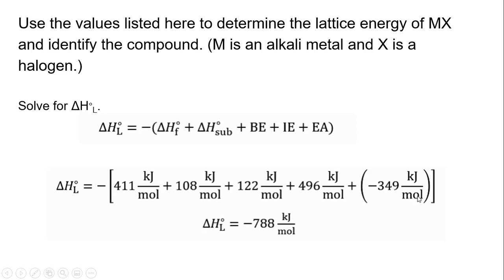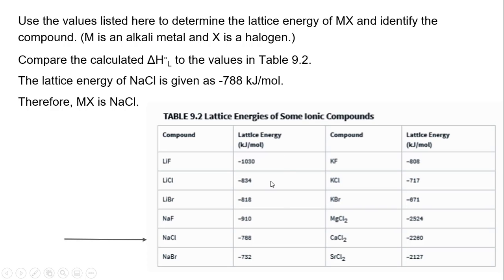So you plug them all in, and the lattice energy of the ionic compound is negative 788 kilojoules per mole. So all we need to do is look at a chart and see which compound has that value. This is in your book. This is table 9. And this is negative 788, which is right here. So MX is sodium chloride. And that's it. Thank you.